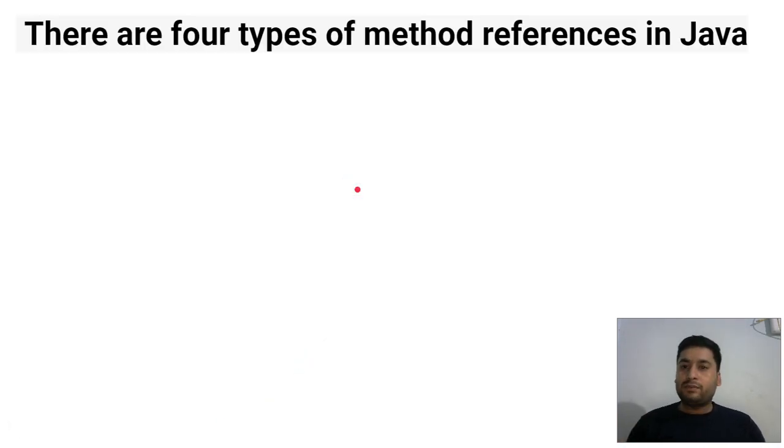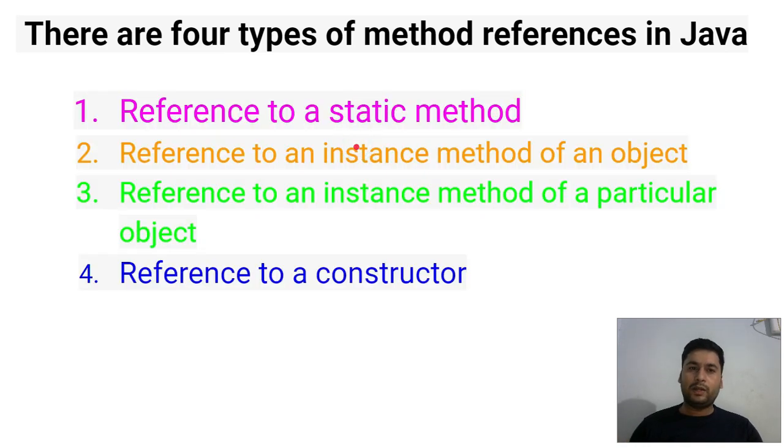There are four types of method reference in Java. It means that we can apply method reference in four places. Let's see what the four places are. So method reference we can apply to the static method, to the instance method of an object, to an instance method of a particular object, and to the constructor. So while calling those four types of methods or constructor, we can use the method reference.